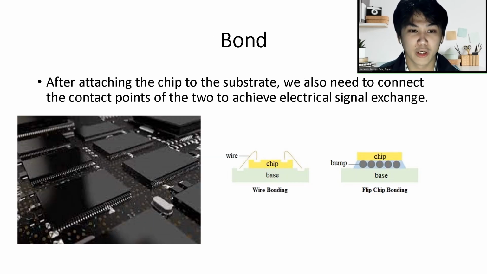Number 3 is bond. After attaching the chip to the substrate, we also need to connect the contact points of the two to achieve electrical signal exchange. There are two connection methods that can be used in this step. First is wire bonding using thin metal wires and flip chip bonding using spherical gold or tin blocks. Wire bonding is a traditional method and flip chip bonding can speed up the semiconductor product manufacturing.